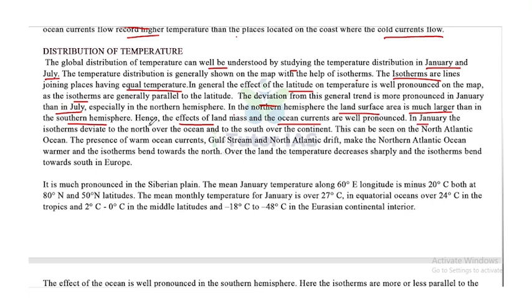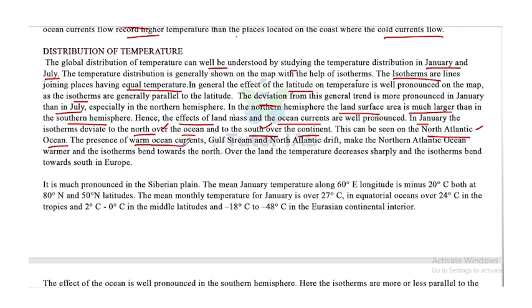In January, the isotherms deviated to the north over the ocean and to the south over the continent. This can be seen on the North Atlantic Ocean. So what happened in January? The isotherms deviate to the north over the oceans and to the south over the continent. Over the continent, the isotherms came to the southern region, but over the ocean, they come to the north. This can be seen in the North Atlantic Ocean.